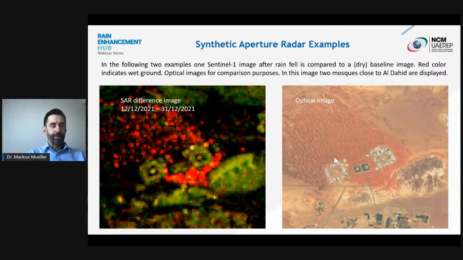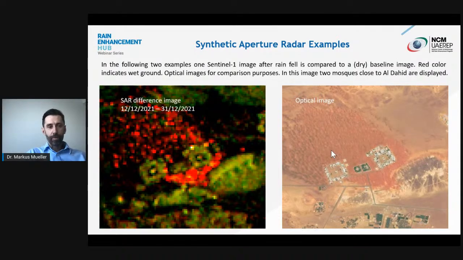So the principle is quite simple. You take an image, like a reference image, taken where it was dry, and then you take an image where you had shortly before a rainfall event, which is supposed to be moist. And if you combine them in a specific way in this visualization, wet areas would be picked up in red, and you see that quite nicely.